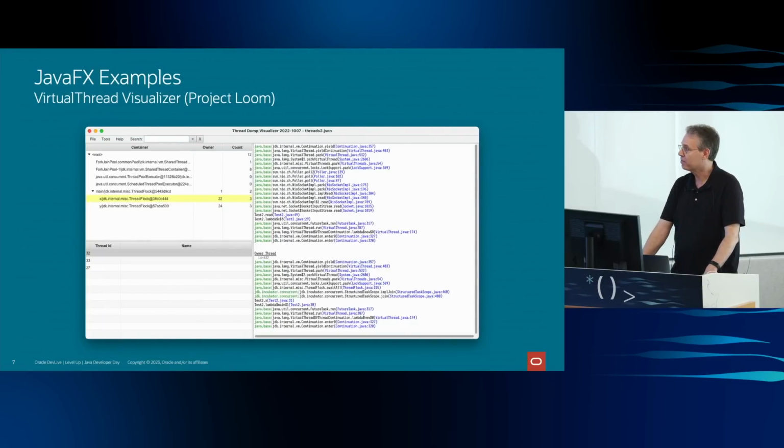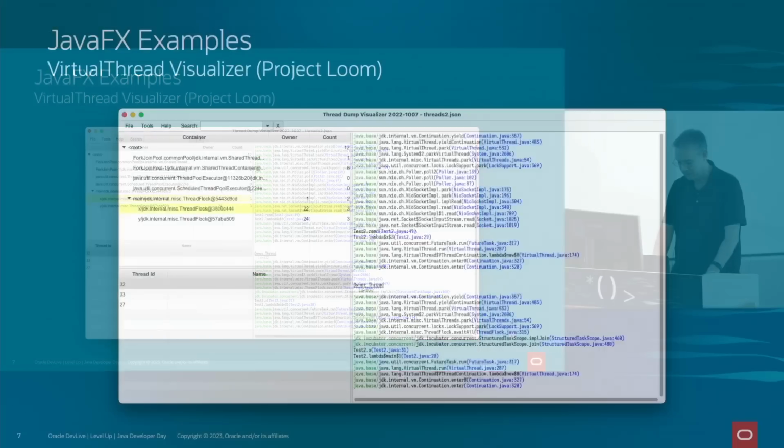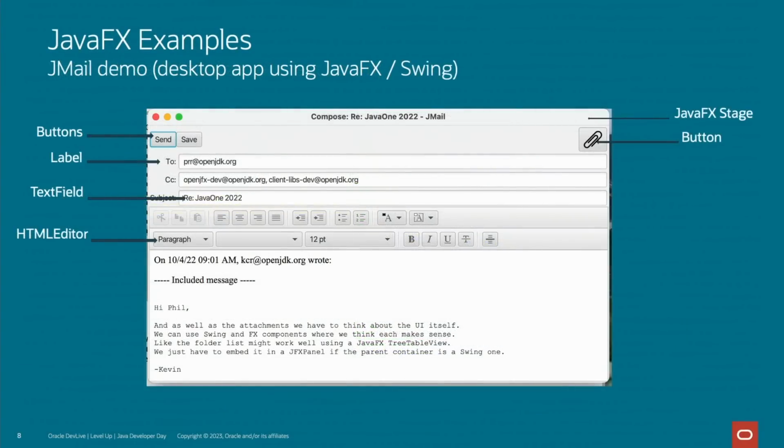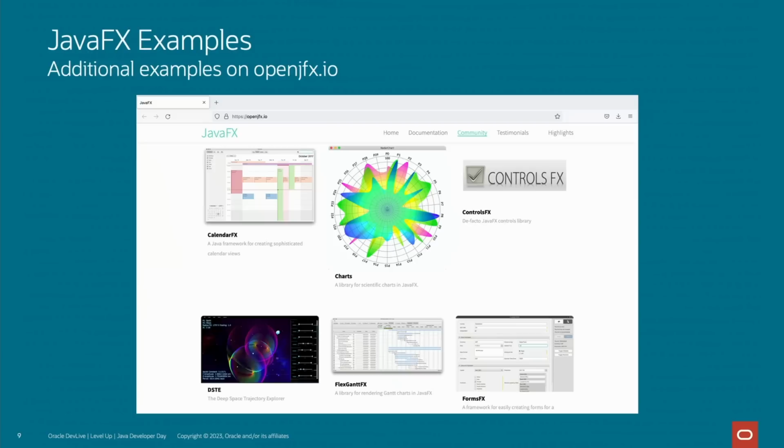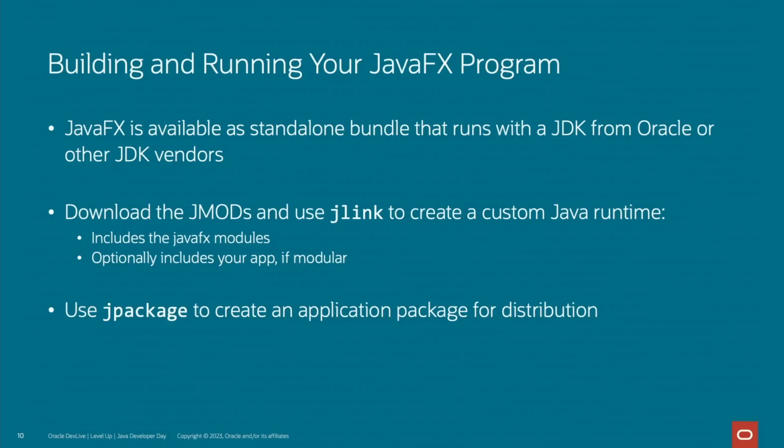This is an example of a virtual thread visualizer for Project Loom that was done recently and showed at Java One. We also showed at Java One an interop. This is an example of Swing Interop. So this is a program called JMail that we just wrote to demonstrate Java desktop applications on top of JDK 17 using both Swing and client libs for JavaFX for the UI. And then we've got various examples. If you go to OpenJFX.io, we have a number of use cases there that people have put up there.